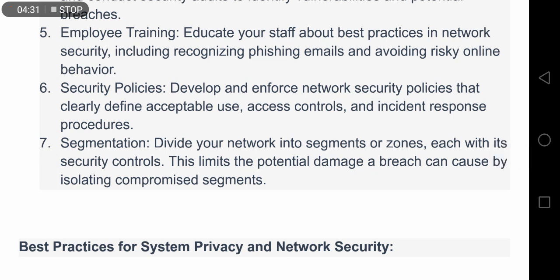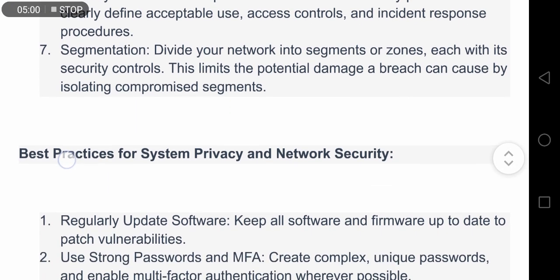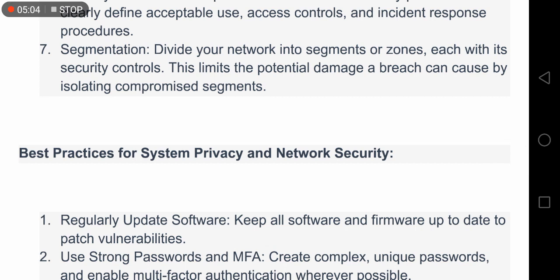Number 5. Employee training. Educate your staff about best practices in network security, including recognizing phishing emails and avoiding risky online behavior. Number 6. Security policies. Develop and enforce network security policies that clearly define acceptable use, access control, and incident response procedures. Number 7. Segmentation. Divide your network into segments or zones, each with its own security controls. This limits the potential damage a breach can cause by isolating compromised segments.